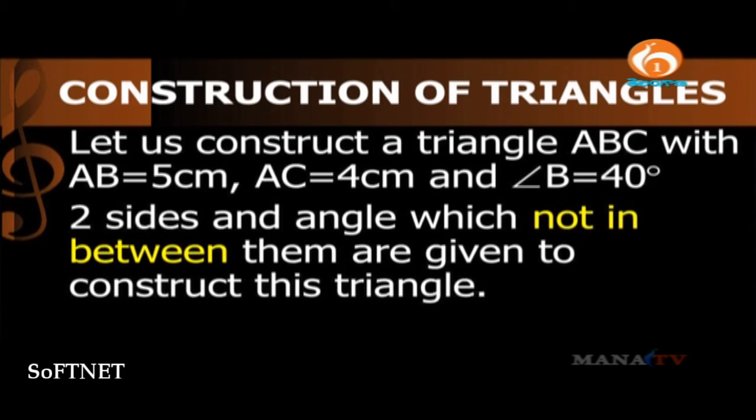Because the angle is not in between the two given sides, now we have to change our center of arc. Earlier we have taken the vertex of angle as the center of arc, but now we should take another end, that is A as the center. With A as the center, we have to draw an arc with 4 centimeter length, so that the arc will intersect our previous ray which is making angle B is equal to 40 degrees. Hence, the intersection point of the arc and this ray is C. It is very simple.